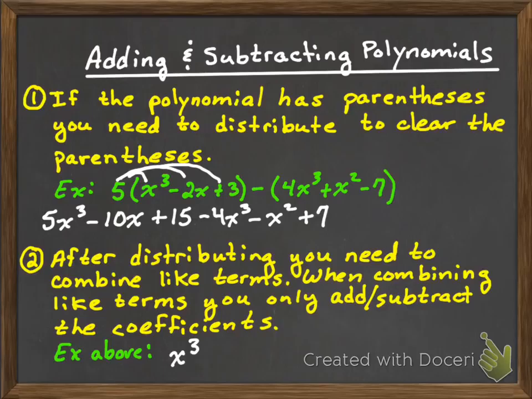Then we move on to the next highest power, which is our x squared. Well, all we have is this negative x squared. There are no other x squareds, so that will be our next term. Then we move on to our x to the first power terms, and all we have is this minus 10x. There are no other x to the first powers. And then the constants, we have a 15 and we have a 7, so that's going to give us a plus 22 on the end.